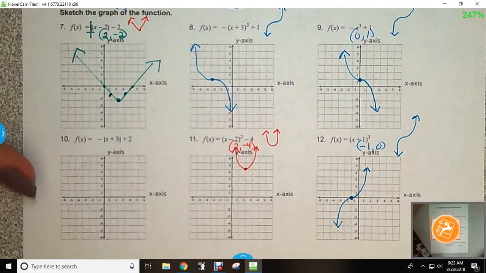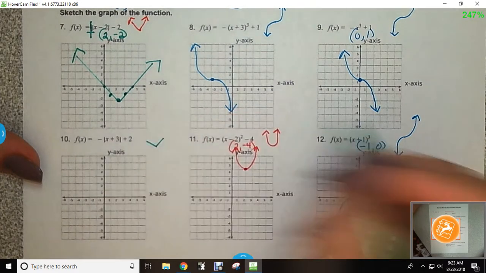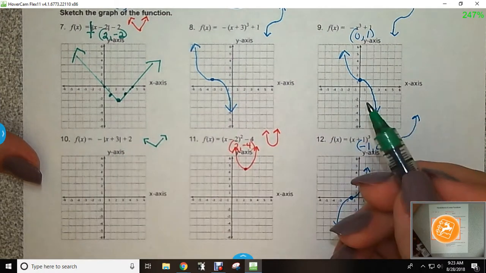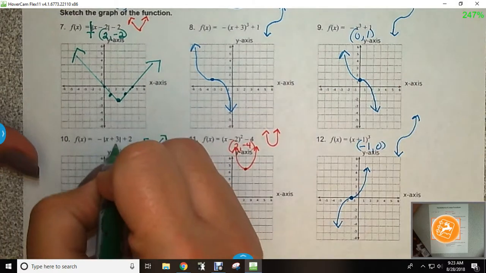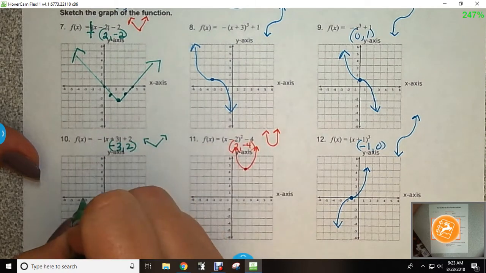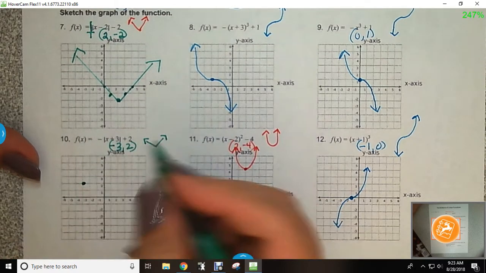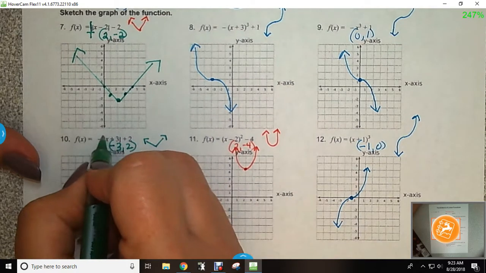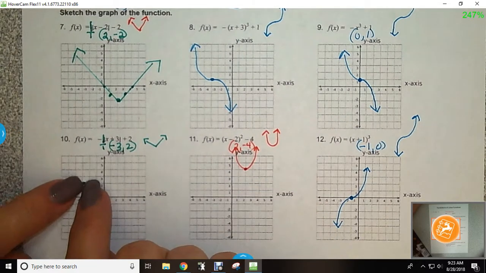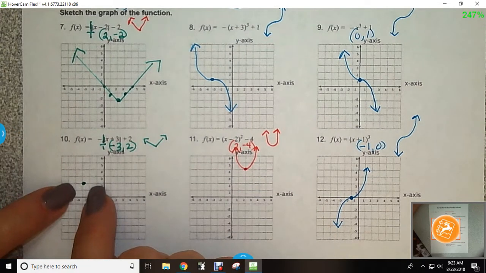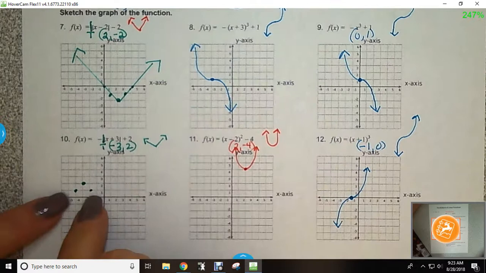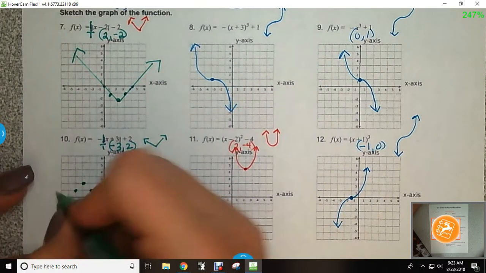All right, number 10, once again, it's going to be a V shape because it's absolute value. But I got a negative out in front, so it's going to be upside down. My point is going to be opposite, same, so -3, 2. My number in front is -1 over 1. So from this point, I'm going to go down 1, both directions 1. And then I can do it again, go down 1, both directions 1 again.